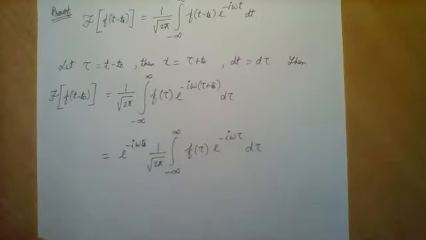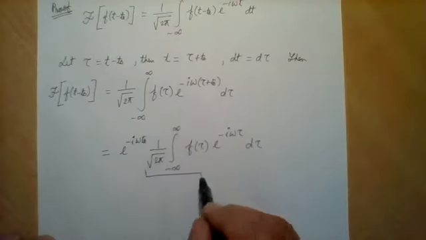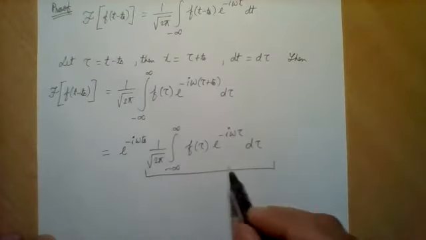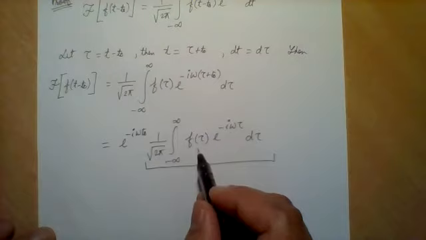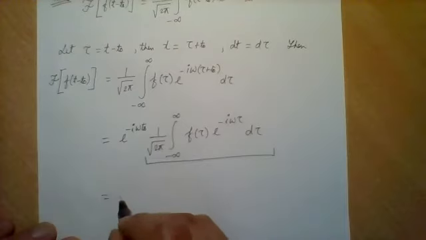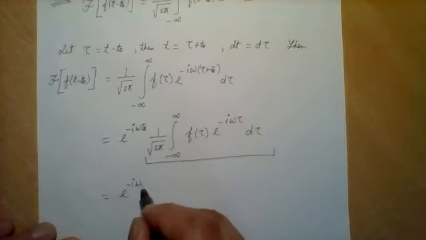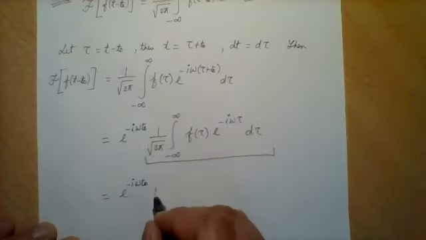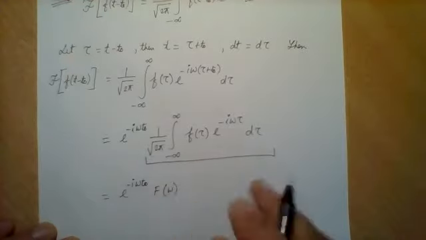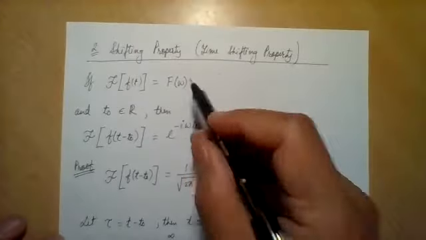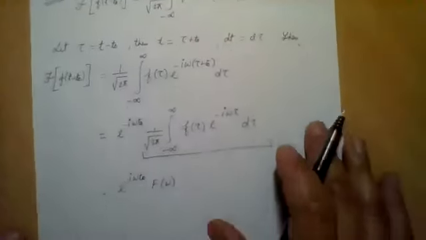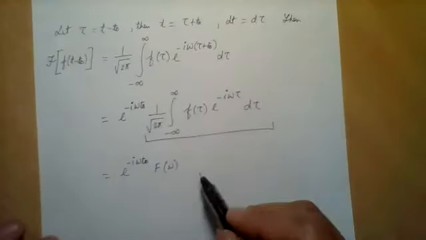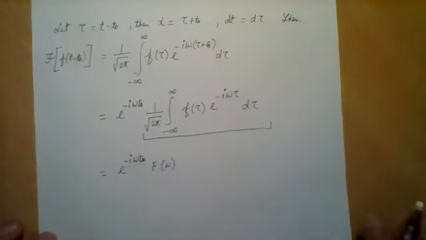And what is this? This is nothing but the Fourier transform of the function f of tau. Then this is e to the power minus i omega t naught, the Fourier transform of the function f, and this we represent by capital F omega, which we have written here. So we have proved this property, hence proved.